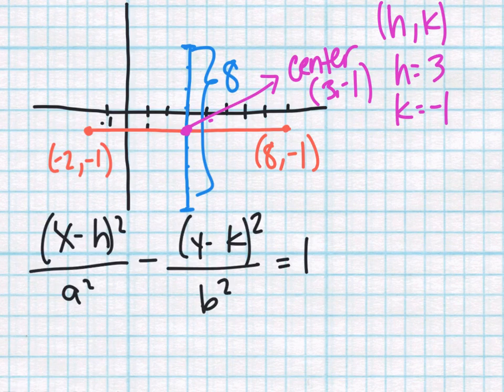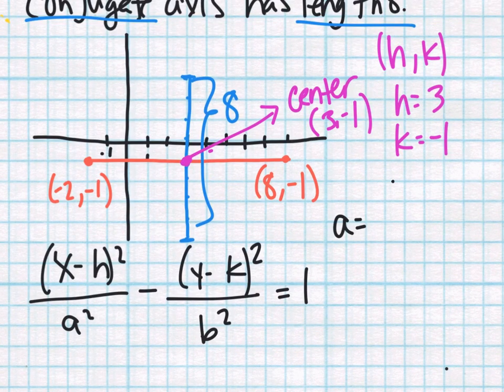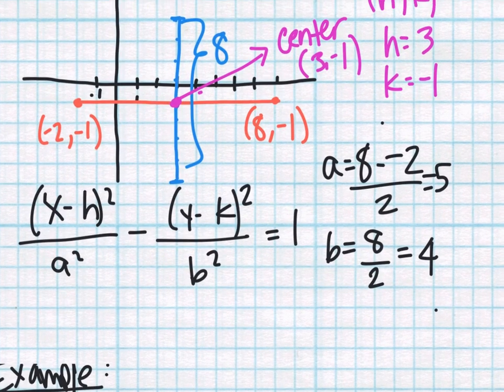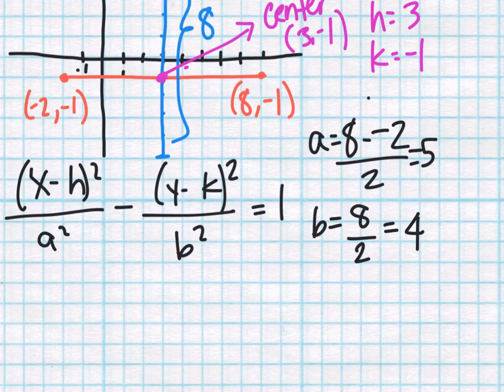I can use the distance formula to figure out my a and b, or I can just count it on here. To find a, it's going to be 8 minus -2, divided by 2. And if we count that up, we saw that was 5. b is going to be half of 8, because we're told that the full axis is 8, so the semi-conjugate axis has a length of 4. So we've got our h, k, a, and b, and we can start plugging things into this formula.